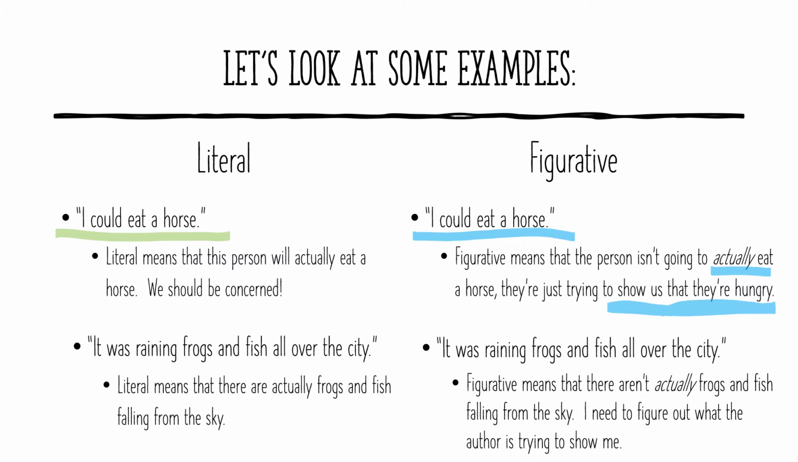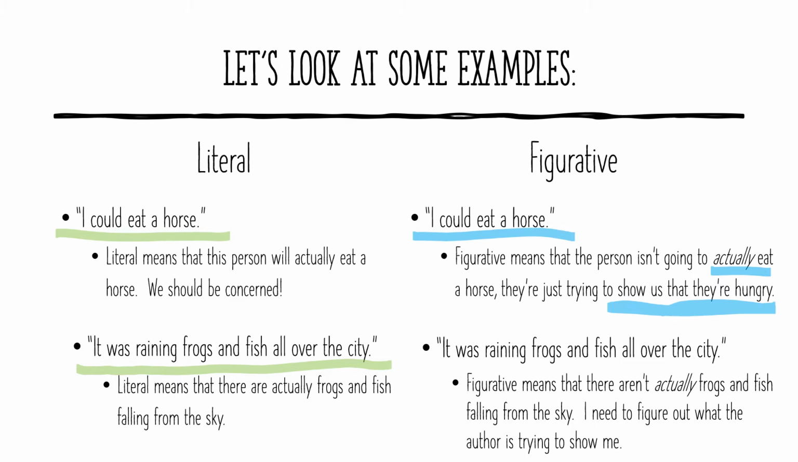Let's look at another example. "It was raining frogs and fish all over the city." If I'm being literal, it means that there are actually frogs and fish falling from the sky. Now, I read a nonfiction article a while back about a tornado that sucked up all the water in a pond along with the frogs and fish in the pond. And when the tornado ran out of energy, it dropped those frogs and fish all over a town. That actually happened. So in my nonfiction text, when it said it was raining frogs and fish all over the city, they really meant it.